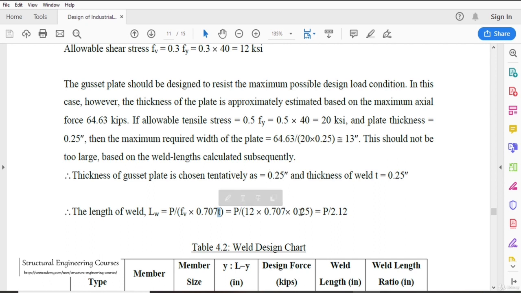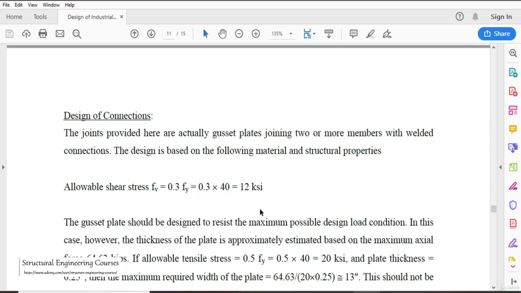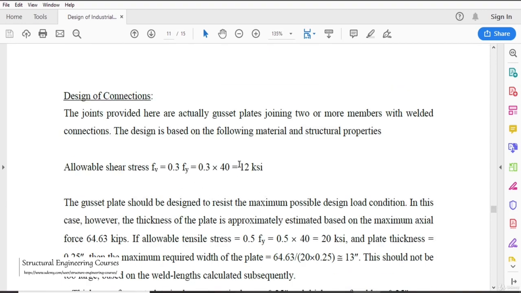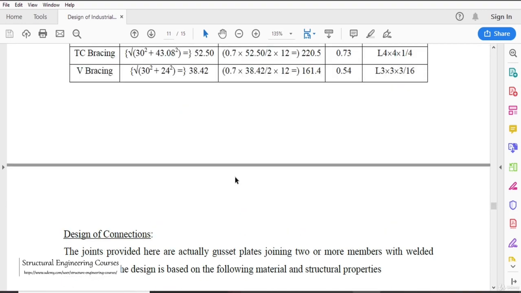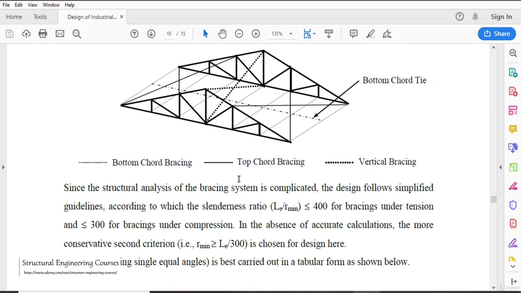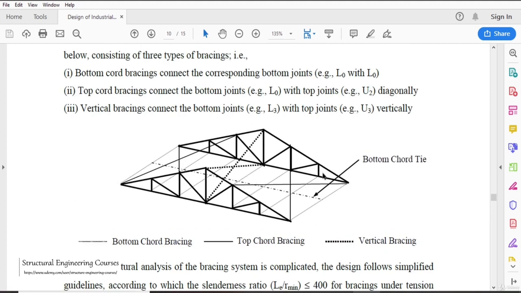So if the thickness of gusset plate is 0.25 inches, and thickness of weld is also 0.25 inches, so the length of the weld is calculated approximately with the help of this formula here. And now our allowable shear stress formula is 0.3 into Fy as per AISC. So here you can see that these are the 2 trusses that we had already designed.